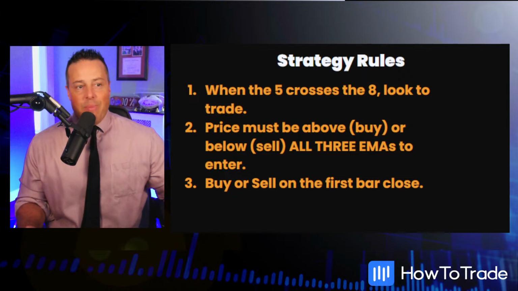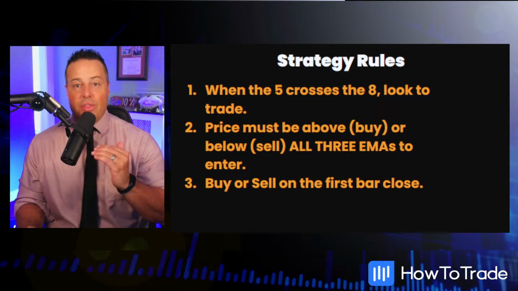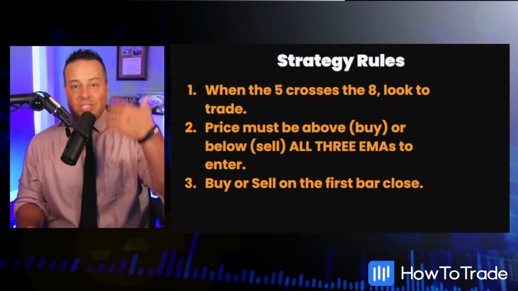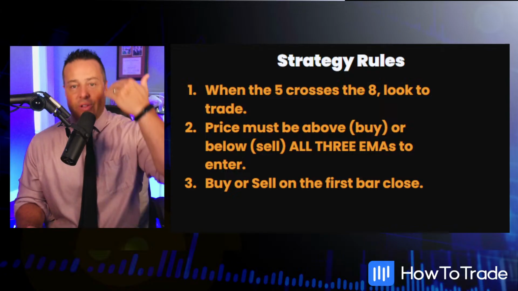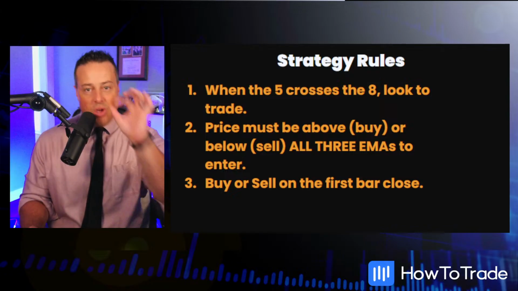Okay. Buy or sell on the first bar close. Bottom line, we get a crossover, price breaks beneath all 3 EMAs, we sell it. We get a crossover, you're looking to buy when price is above all 3 EMAs on that bar close.